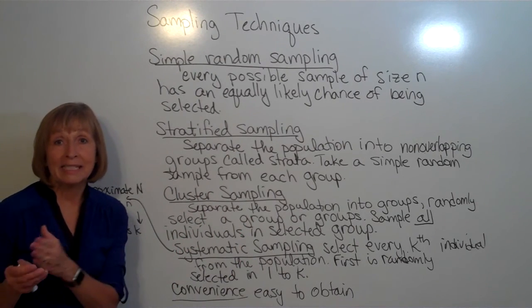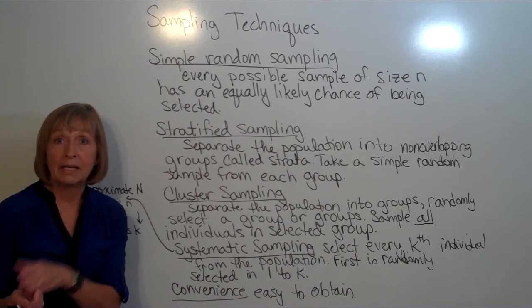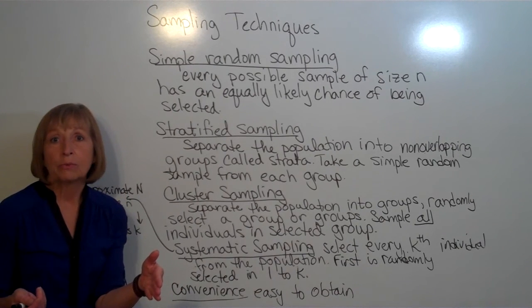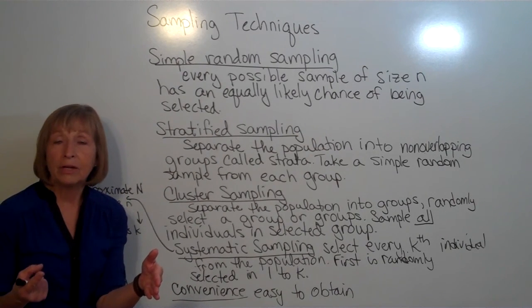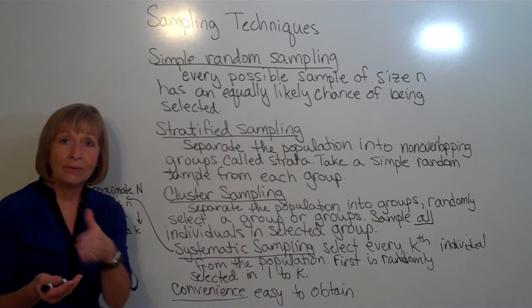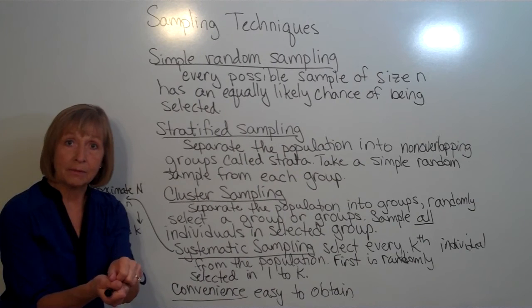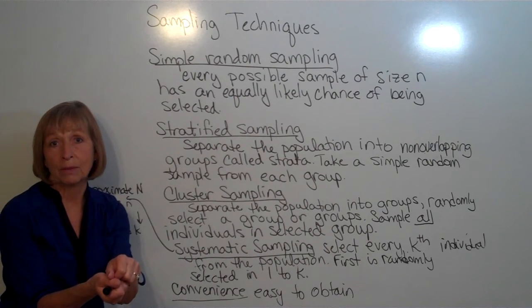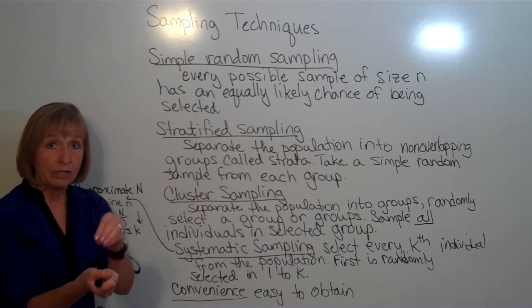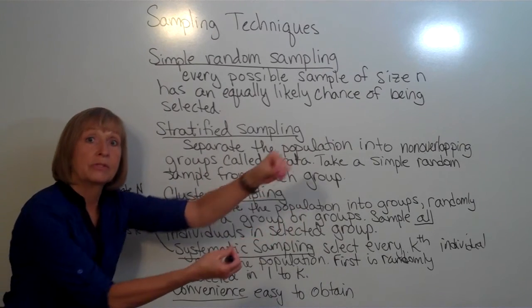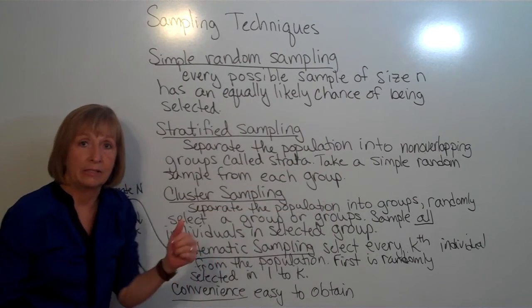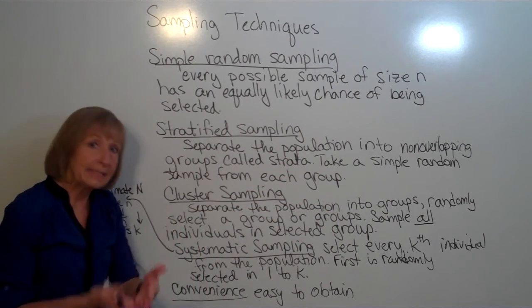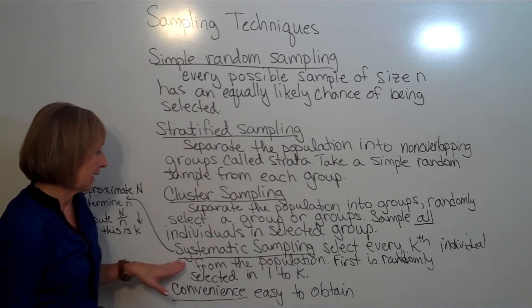But you want to randomly select a number between 1 and 15, whether you use a random number generator on your calculator, a random number table, or whatever. So you would count into that random value that's picked between 1 and 15, and then after that, do every 15th person or individual after that in your sample. So you've got a system to it, so that's systematic.